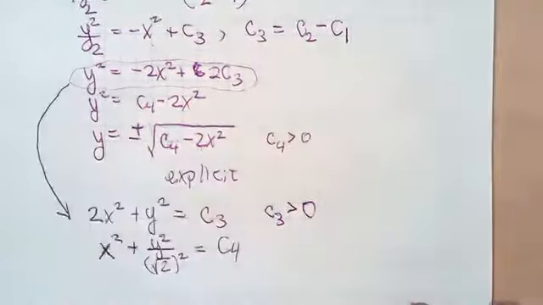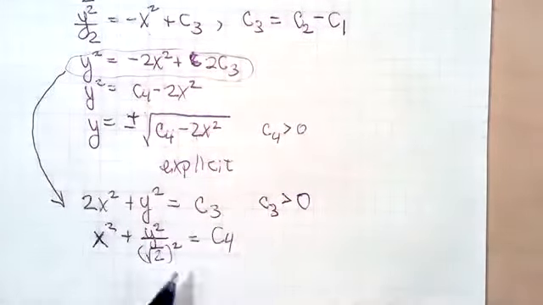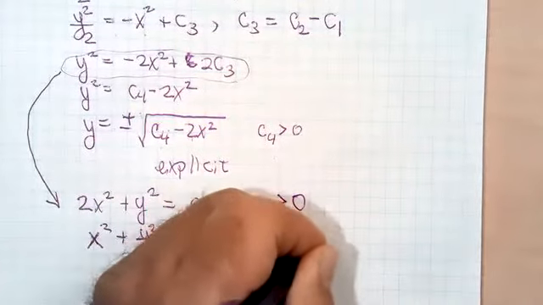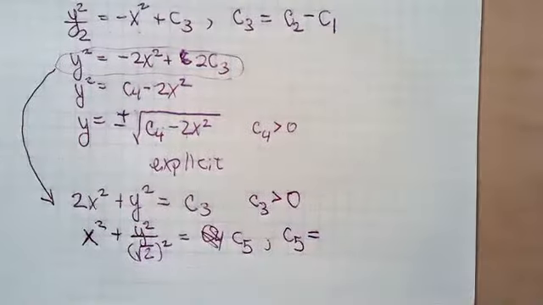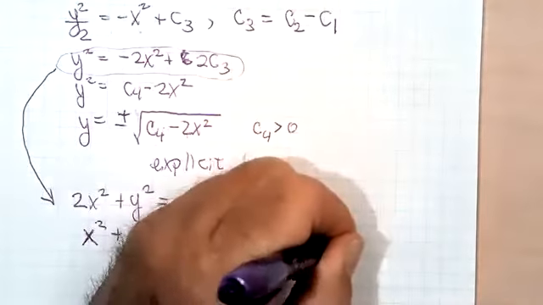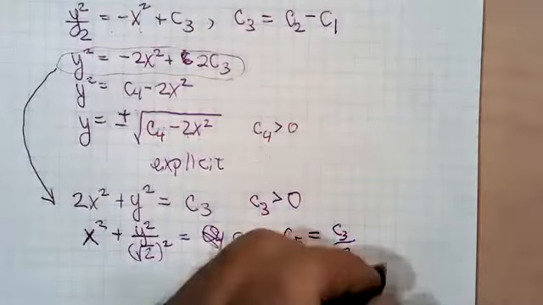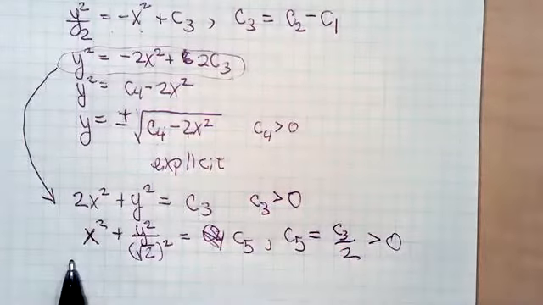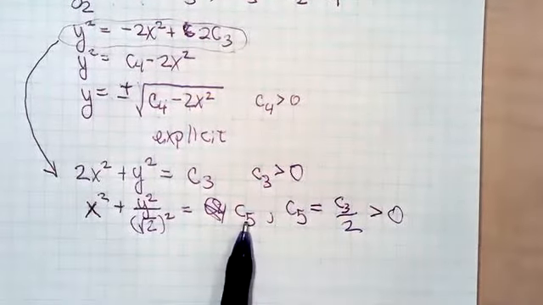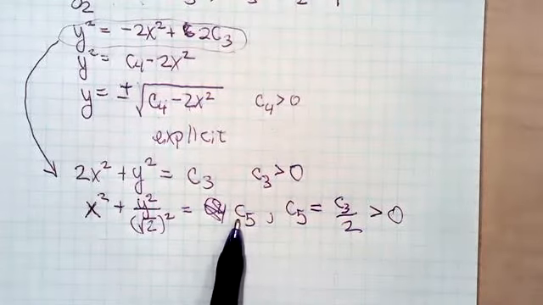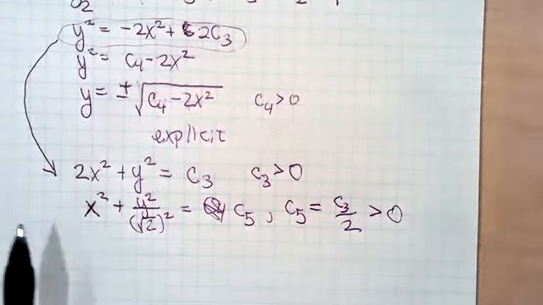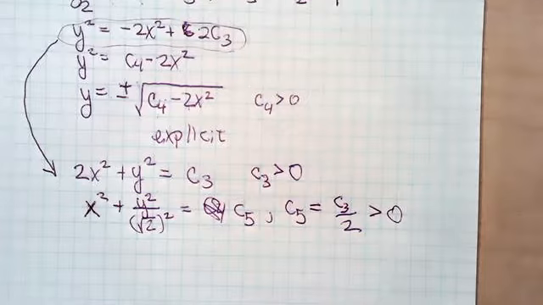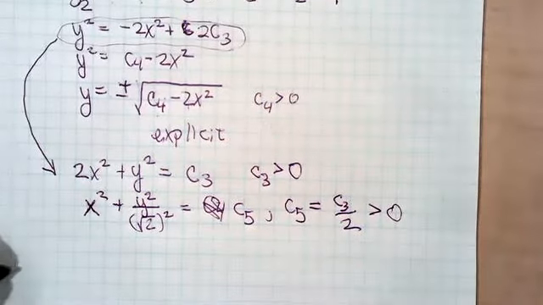And I'll just call that C4, where C4, oh, I have already used up C4 earlier in this calculation. C5, where C5 is equal to C3 over 2. And we've already said that's positive. Okay, now, in this form, you probably recognize this as the equation of an ellipse. If you wanted the standard form, you divide through by the C5. But if you have ax squared plus by squared equals a constant, that is the equation for an ellipse. And if you wanted to take a particular one, you could take this one.